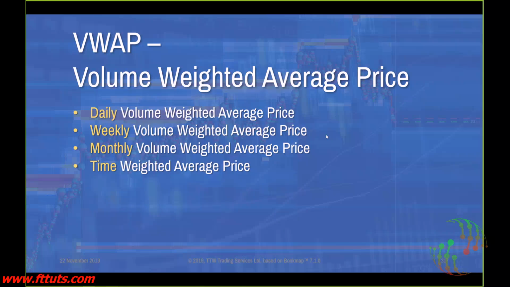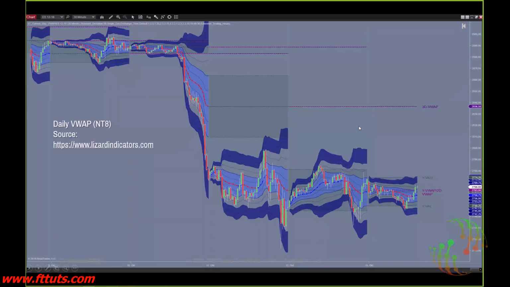If the price is below the VWAP, then mostly we will have a negative day. If the price is above the VWAP, most of the time we will have a positive day. Now when we are talking about VWAP, we are talking about daily, weekly, monthly and time-weighted average price. Maybe you know that, so I don't want to waste your time with that.